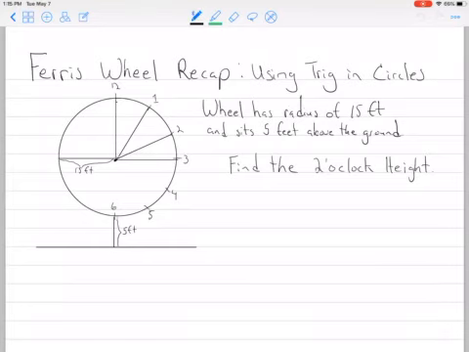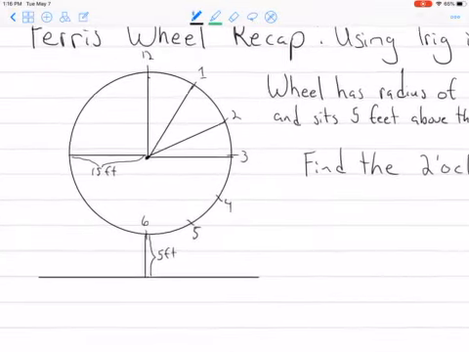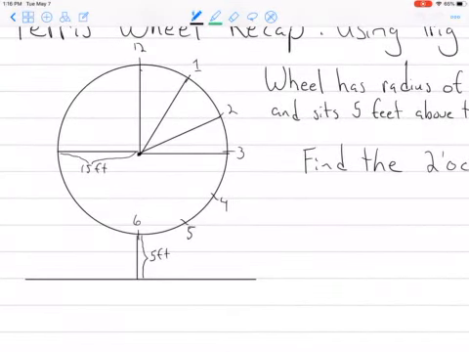What we're going to do first is figure out the height of this Ferris wheel at the 2 o'clock mark, all right? So draw and label everything in there. So we're going to find the 2 o'clock. So let's get in on this 2 o'clock, all right?